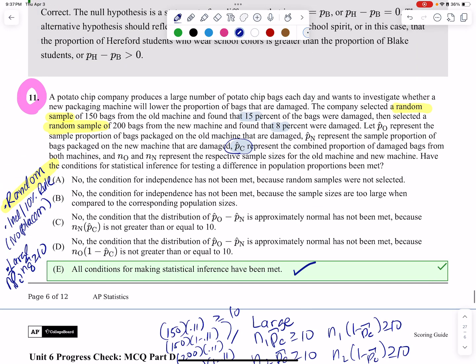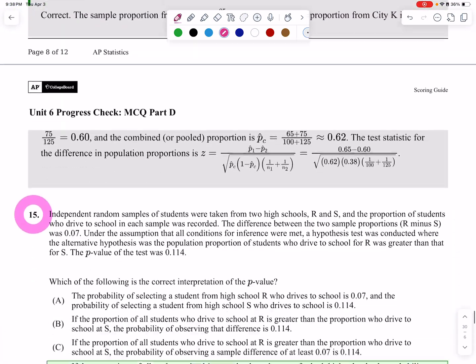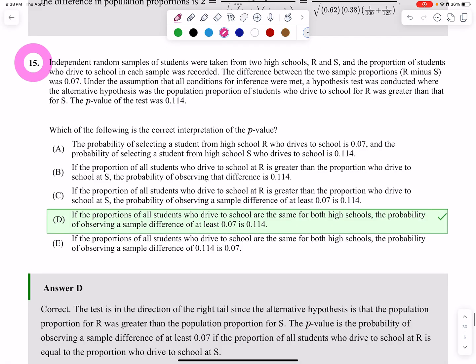And then we're also going to see that the sample is less than a tenth of the population. If we did the large counts, and then this one here, when you just look at the size of the population, you can do 10n: 10 times 150 is less than all, and 10 times 200 is also less than or equal to all of the bags that were damaged. Okay, 15 is the last one for this, and then you're going to go to the next section.